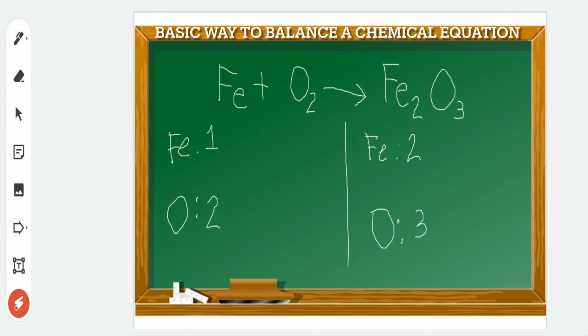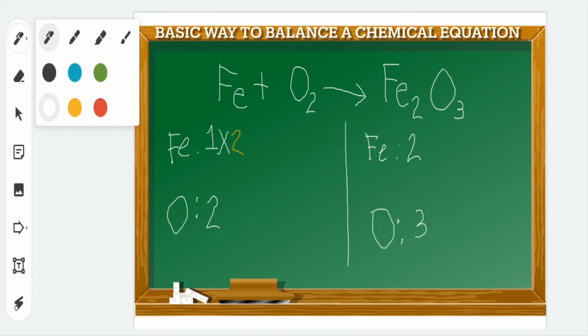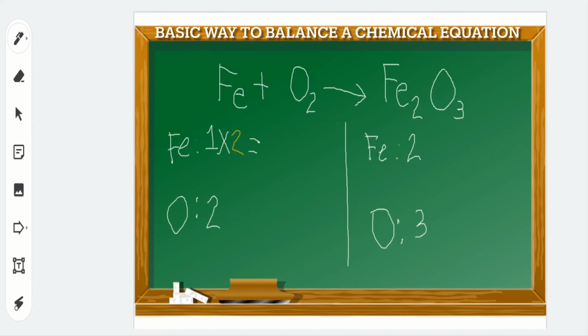Actually, we can solve this by examining it. Pag titingnan mo yung chemical equation, madali lang naman siya. Pero, ida-dissect natin unti-unti. Para yung pinaka-basic thing na ginagawa kasi, yung trial and error sa pagbabalance ng chemical equation. So, lagay natin dito. Since meron tayong 2 iron dito sa product side, pwede natin i-multiply siya ng 2. Para yung number of iron natin dito sa reactant side, dalawa na.